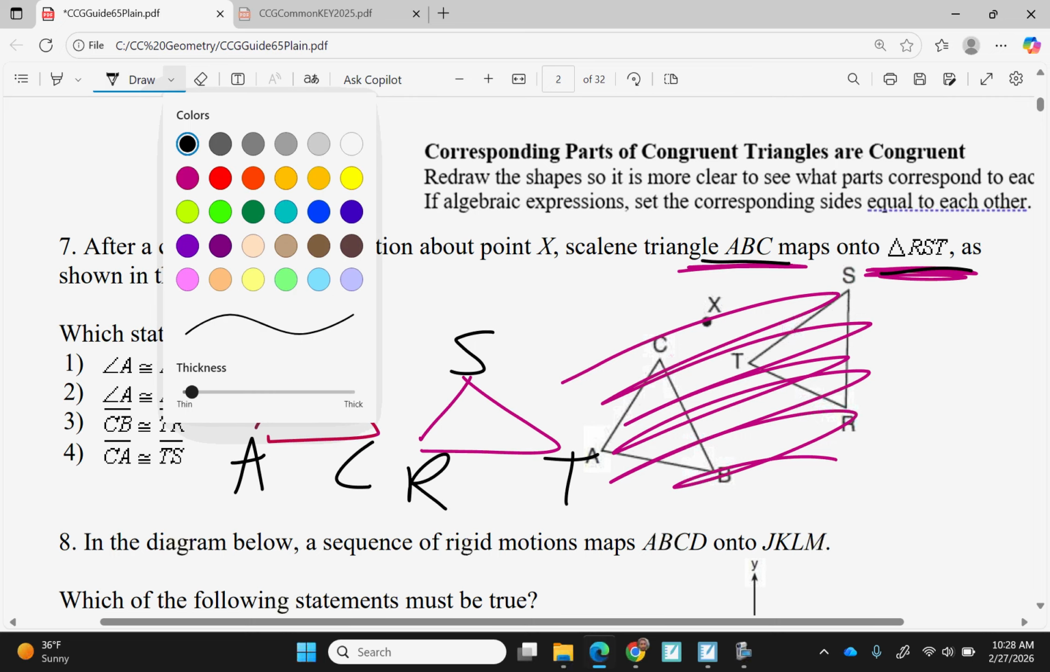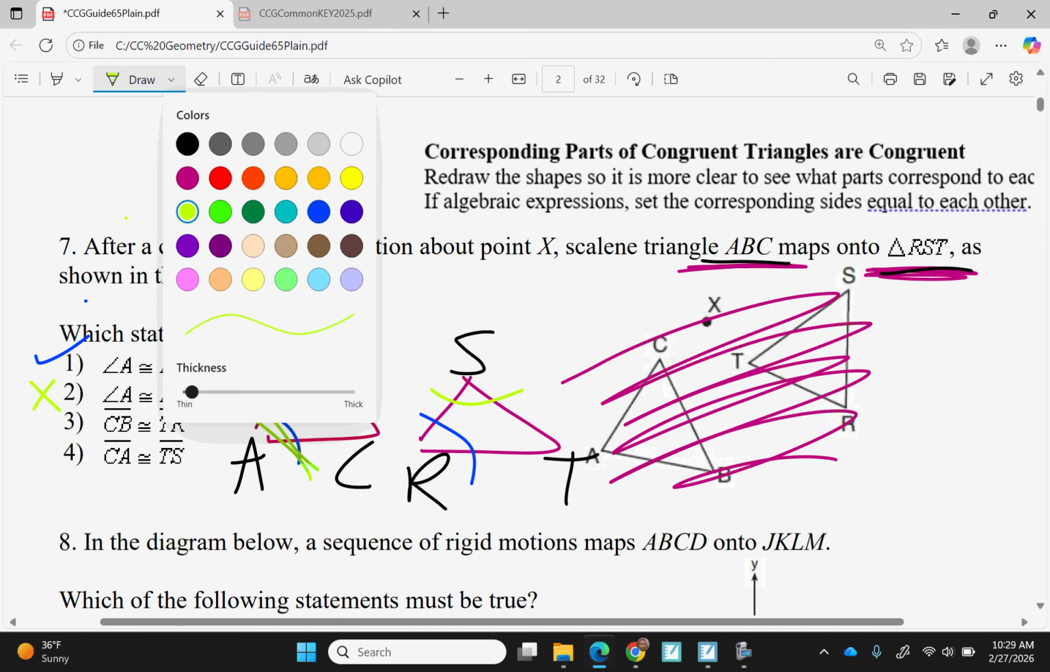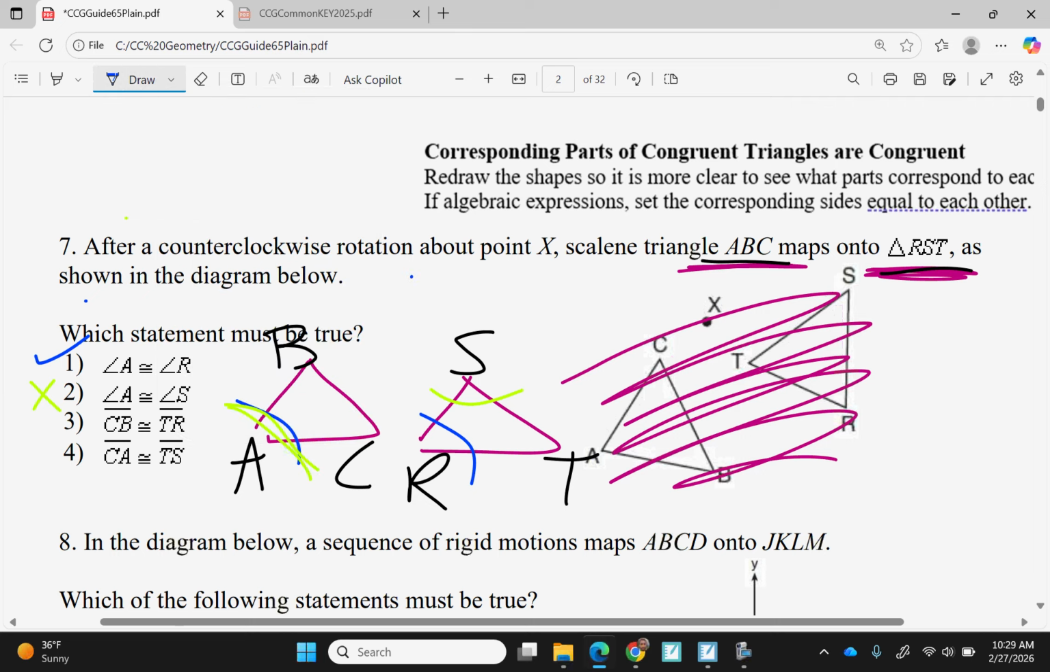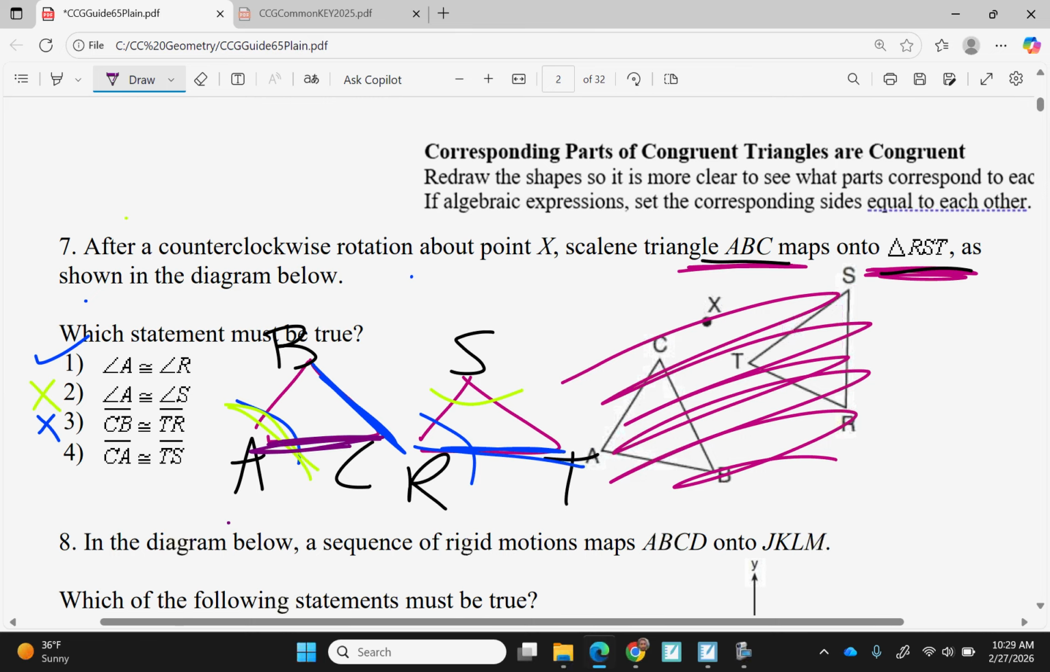Now, I look to see what corresponds. Choice 1, angle A and angle R, do they correspond? Yes. Choice 2, A and S, do not correspond. They're not in the same position. Choice 3, CB and TR, they do not correspond. And CA and CS, they do not correspond. My answer is choice 1.